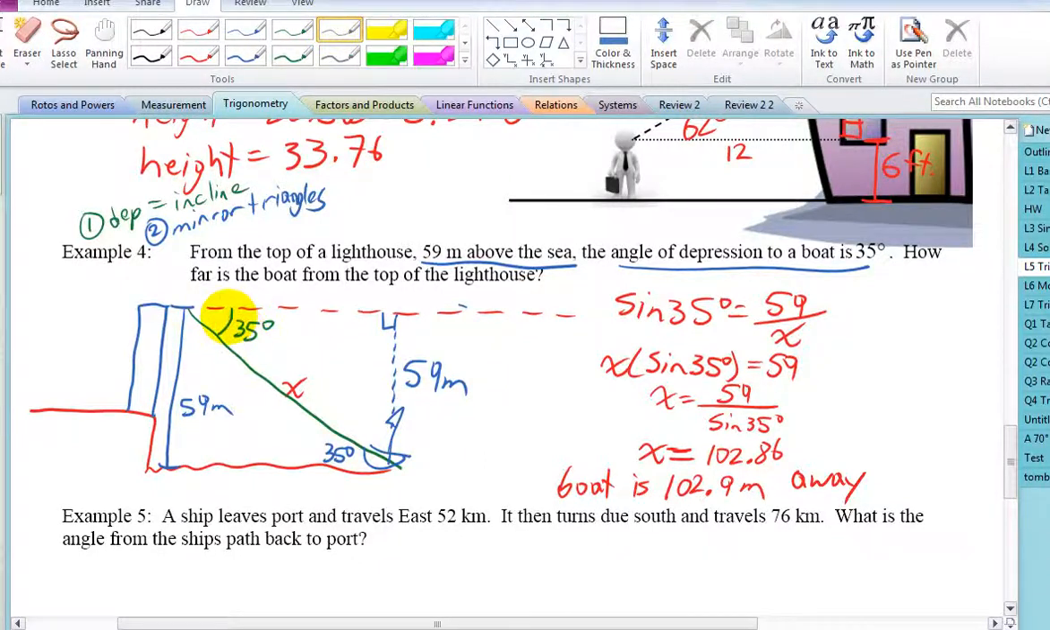If this is 35 degrees, this entire angle is 90 degrees. So this bottom angle is 90 minus 35, which equals 55. Then you can work in your bottom triangle. And they used to do that all the time. It's a little old school, so your parents might see it and say, how come you're not doing that?